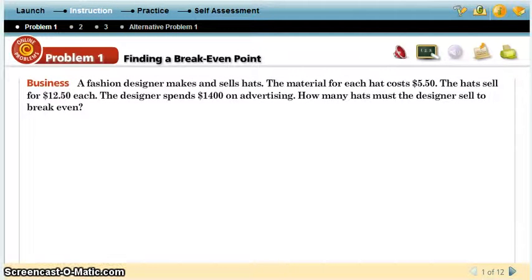In this problem, you will find a break-even point. A fashion designer makes and sells hats. The material for each hat costs $5.50. The hats sell for $12.50 each. The designer spends $1,400 on advertising. How many hats must the designer sell to break even?